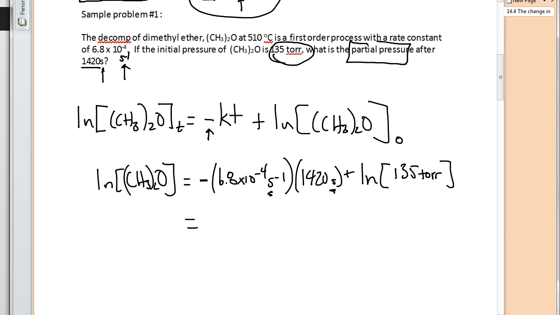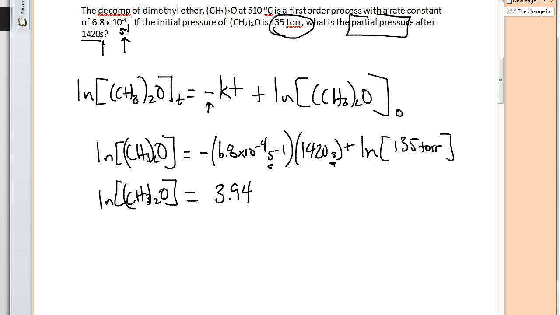So we're going to run this through our calculator here, and what I get at the end is 3.94, the natural log of dimethyl ether. Now, that is not the end. Now, we need to solve this for just the concentration of CH3OCH3 dimethyl ether. So what we're going to do is take the inverse of the natural log. On my calculator, at least, the inverse is just second natural log, which turns out to be the e to the x key.